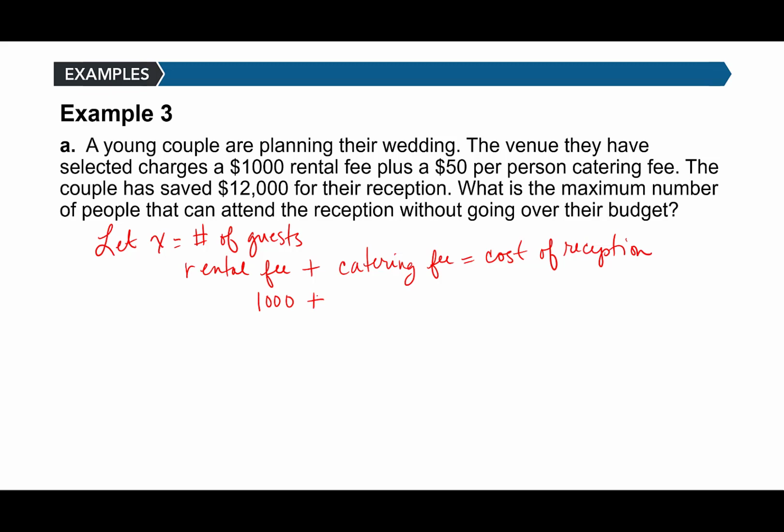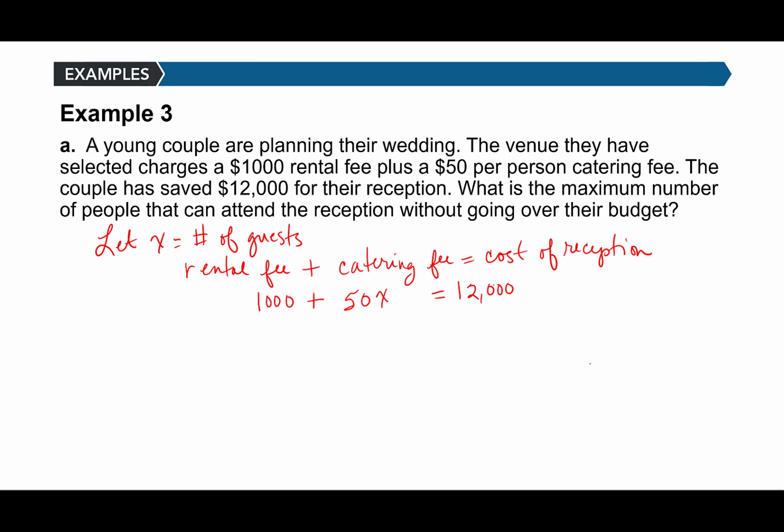Now, the catering fee is where it's a variable cost, right? Because that cost varies by the number of people that come. And the charge is $50 per person. X is the number of people. So our catering fee is really going to be 50 times the number of people X. That equals our total cost, which is $12,000.